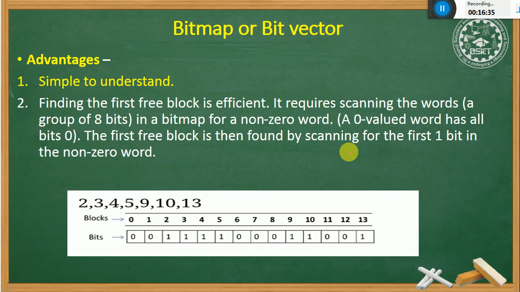Okay, it is a very effective technique to identify the free space. 0 will be used, 1 will be not used. So it takes minimum time to find out which block is used or not used. Suppose we have blocks from 0 to 13, then a 14-bit stream will be created. 0 is used, 1 is not used.